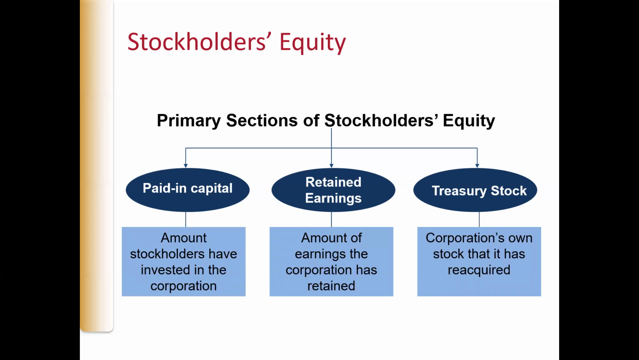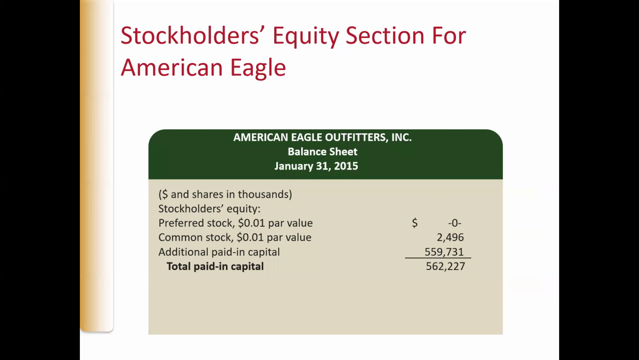So paid in capital is going to be the common stock, the amount the stockholders have invested in the corporation. Then the retained earnings section is the amount of earnings the corporation has retained. Remember, retained earnings equals net income minus dividends since the inception of the corporation. Treasury stock is the corporation's own stock that the corporation has reacquired in the public.